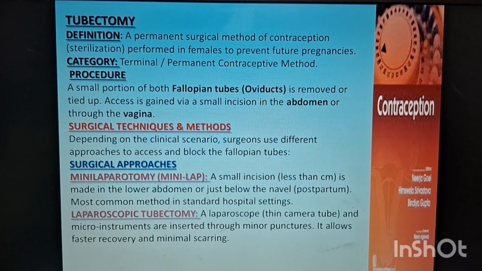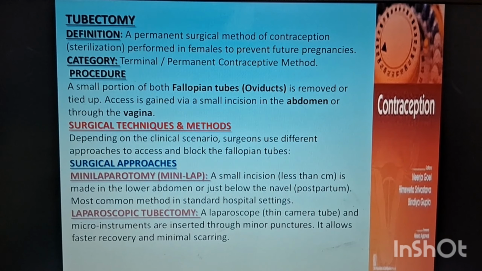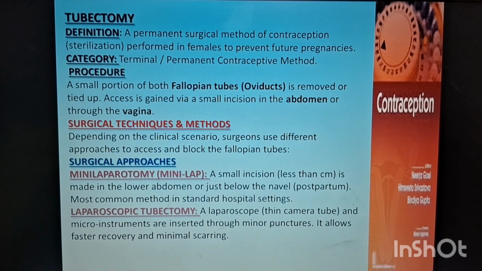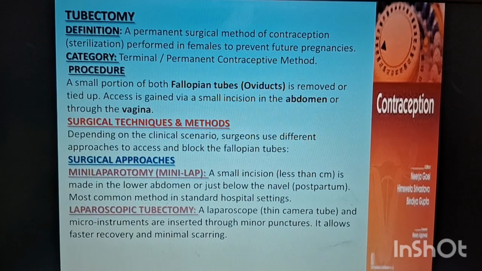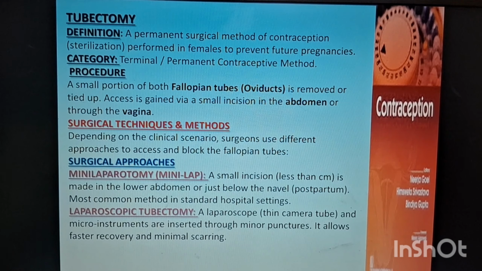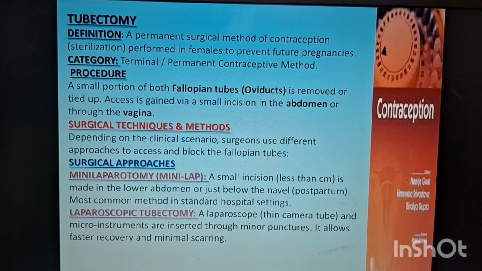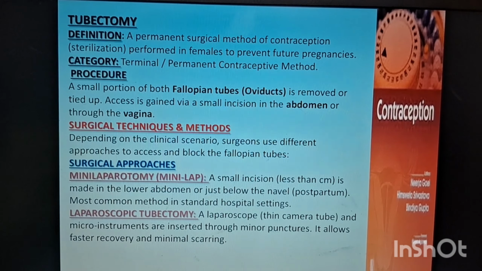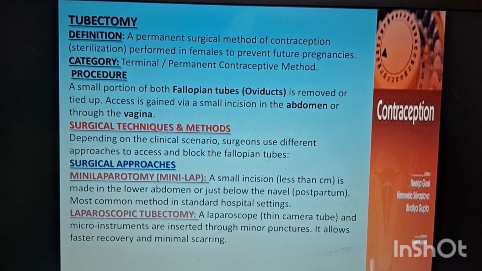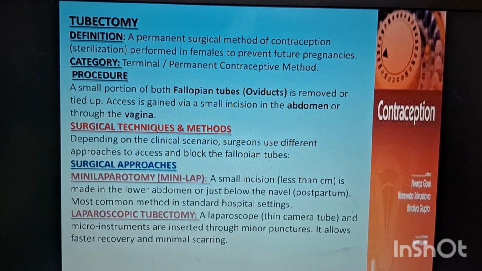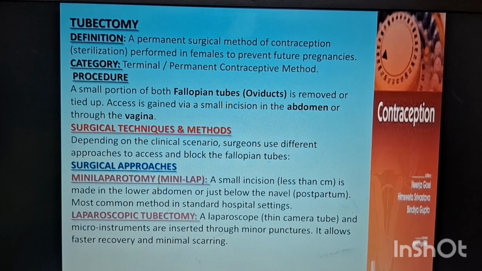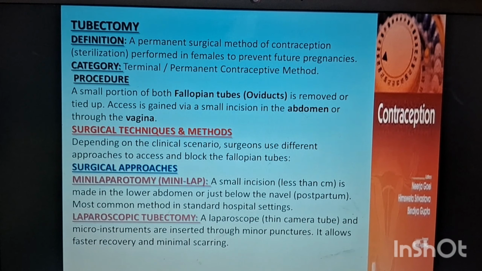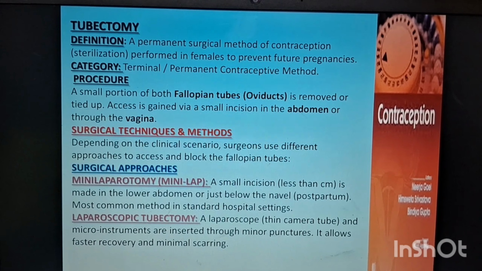Next, surgical techniques and methods. Depending on the clinical scenario, surgeons use different approaches to access and block the fallopian tubes. Surgical approaches: first is mini laparotomy, that is a small incision less than a centimeter is made in the lower abdomen or just below the navel, that is postpartum. Most common method in standard hospital settings.